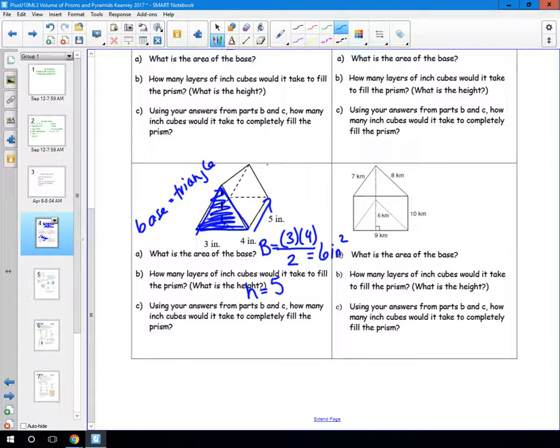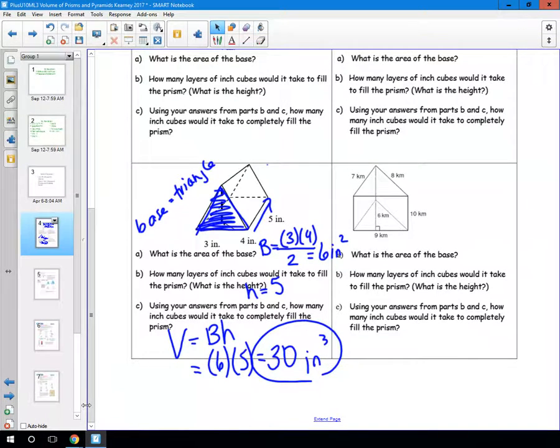So 5. So now my first layer is 6, and I have 5 layers of 6. So to find the volume, we're going to do big B times H. So my big B we said was 6, and we said there were 5 layers. So if we multiply, that would mean the whole thing is 30 inches cubed.